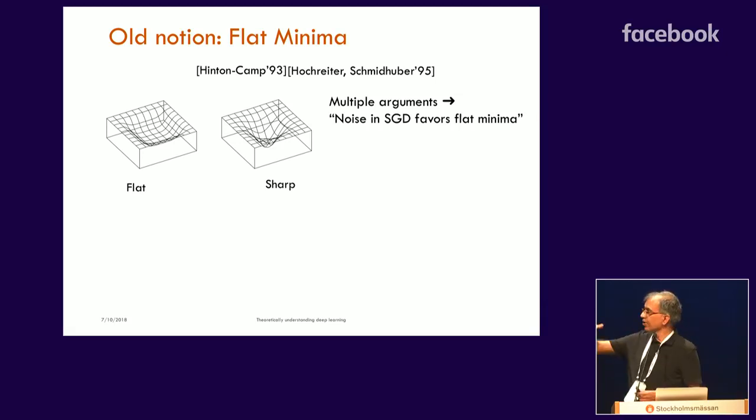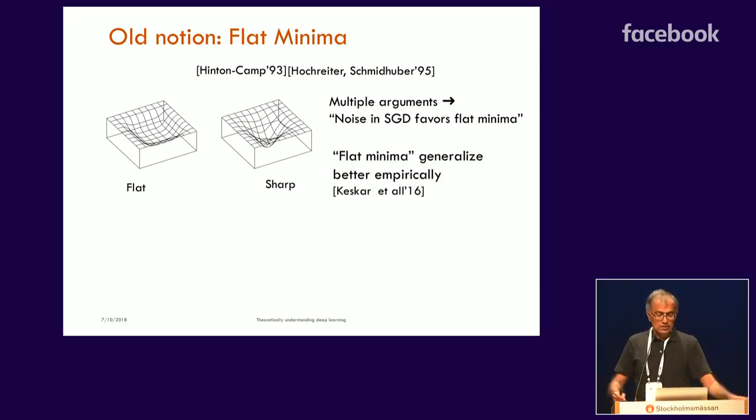So obviously, if there's a lot of noise in this gradient descent, it'll never find a sharp minimum, and it'll settle into some flat minimum. It'll avoid sharp minima. Okay, so there's some empirical evidence, including on recent architectures by Keskar et al., that flat minima do generalize better empirically.